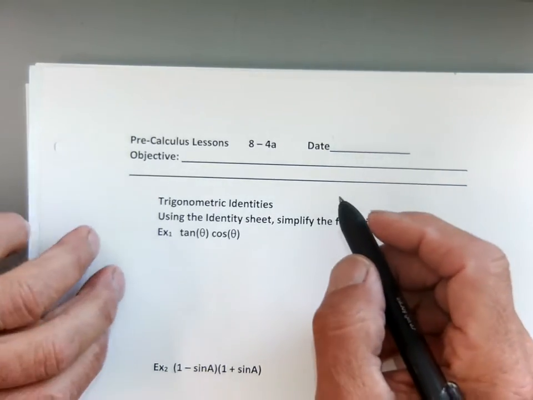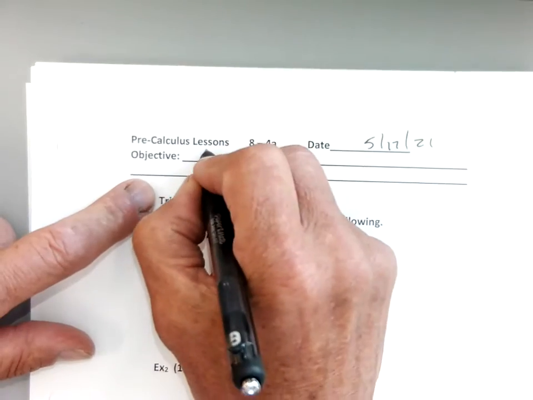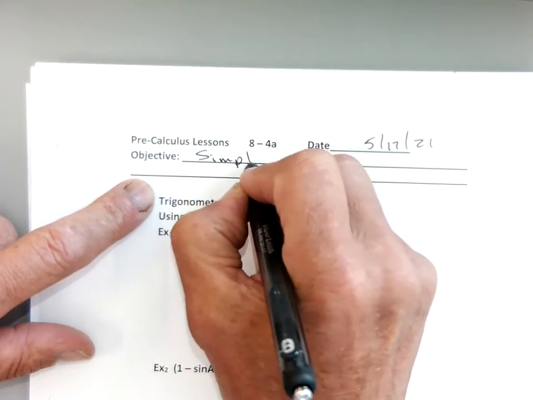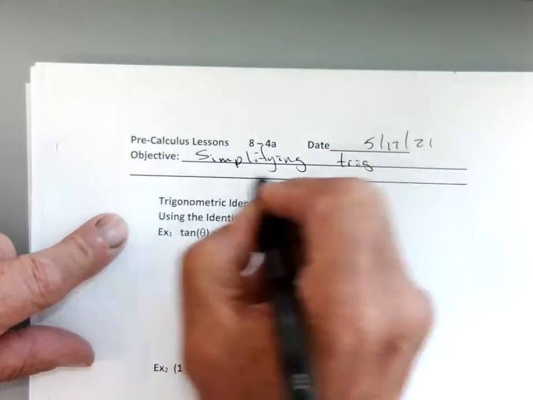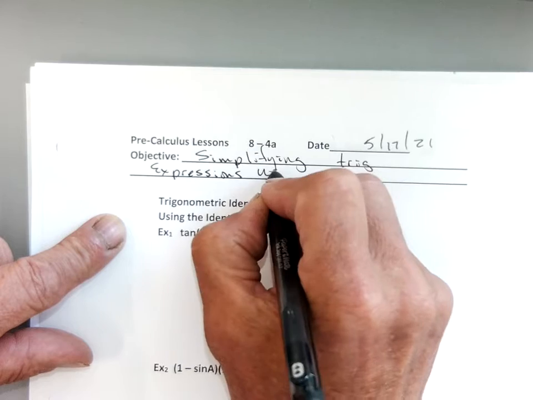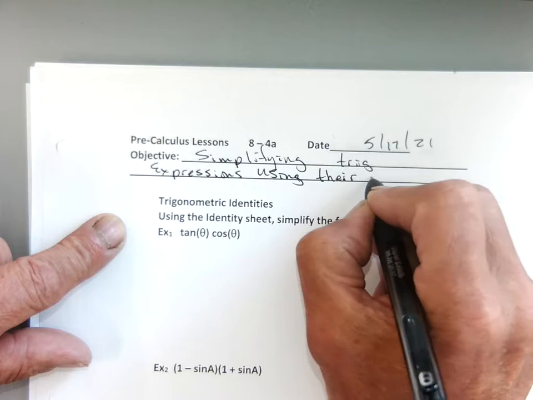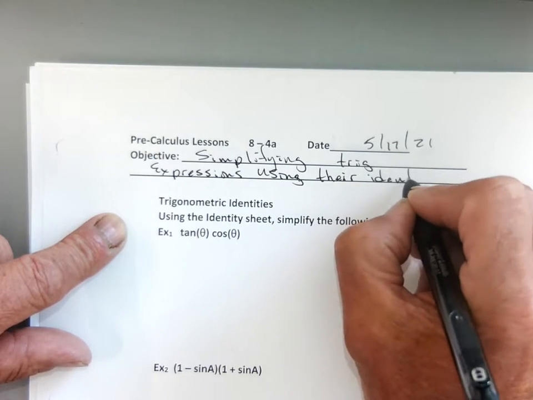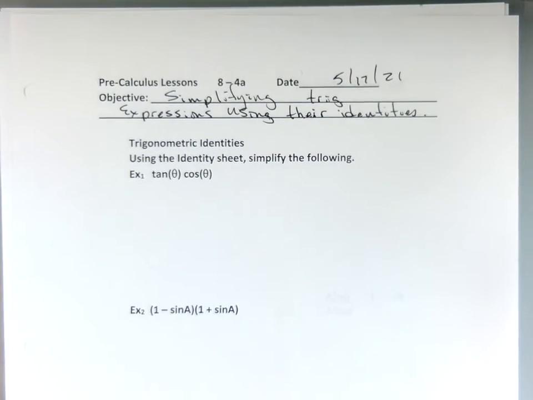Today's notes, 5.17.21. Our objective is simplifying trig expressions using their identities. Okay. And I'll wait for you, okay? So it says, using the identity sheet to simplify the following.